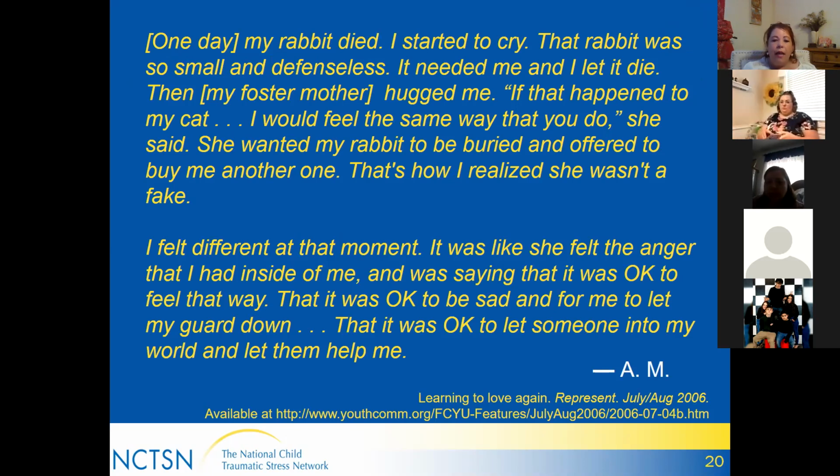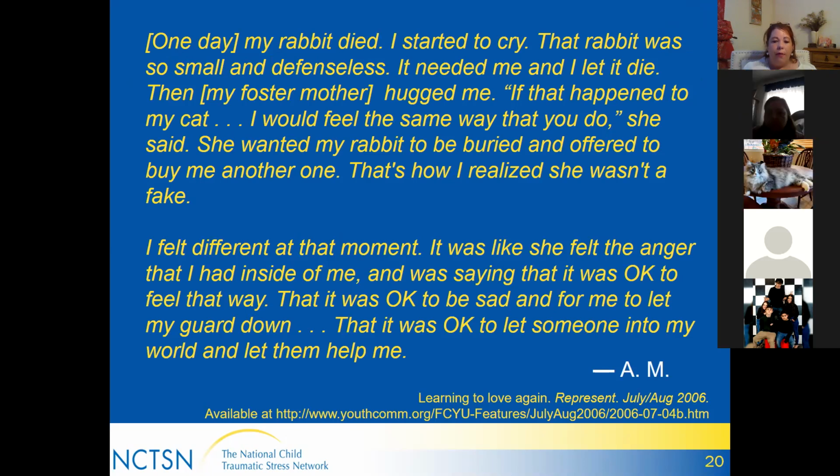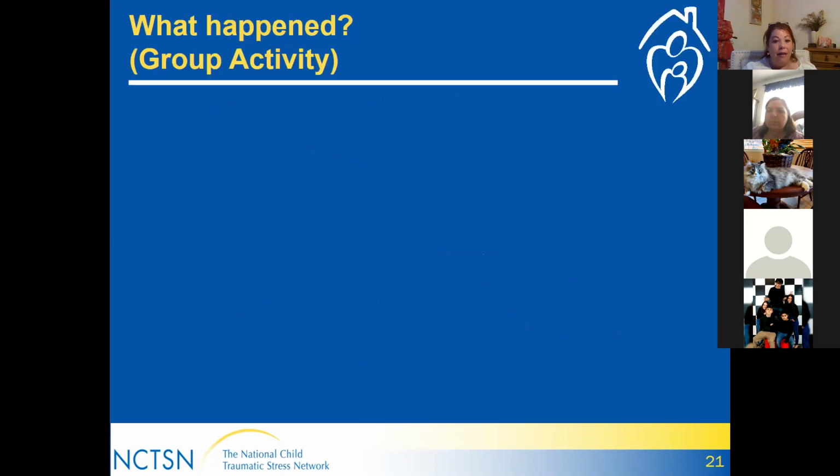It was like she felt the anger that I had inside of me and was saying that it was okay to feel that way, that it was okay to be sad and for me to let my guard down, that it was okay to let someone into my world and let them help me. That's what we're there for as foster and adopted parents, is to let them know that it's okay to have those anger and that we're able to handle that, and that it's okay to let someone into their world, and it's okay to let someone help them. That's really the goal of this whole thing, is to let them know that there is a safe place for them to have all this emotion and deal with the trauma that they've had inside of them.